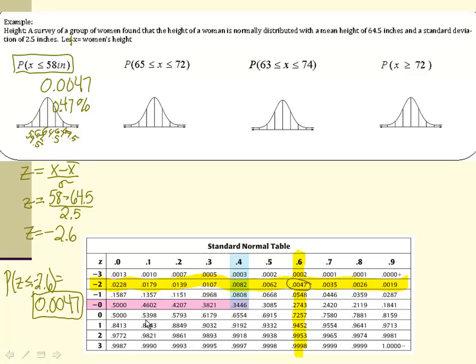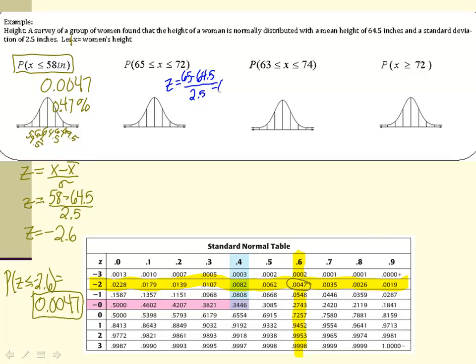Okay, so we want the probability that our value is between 65 and 72. So we've got to find z-scores for both 65 and 72. Let's find our z-score for 65. We're going to do 65 minus our mean divided by our standard deviation.